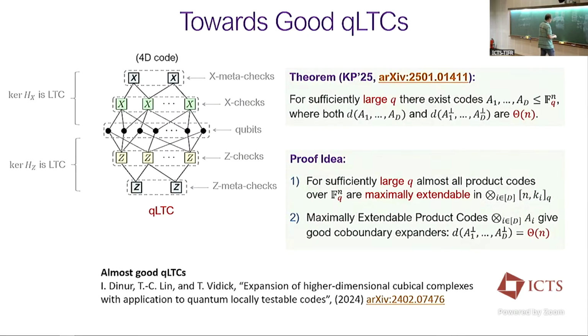Let me also, maybe if I have time, describe one of the key ideas in all these proofs that involves large minimum distance of QLDPC codes and good soundness parameters of locally testable codes. These ideas are quite simple. Maybe I can describe it in a very easy and fast way.